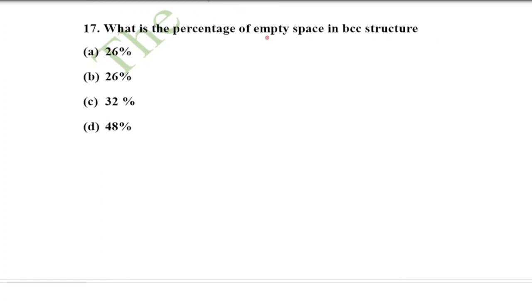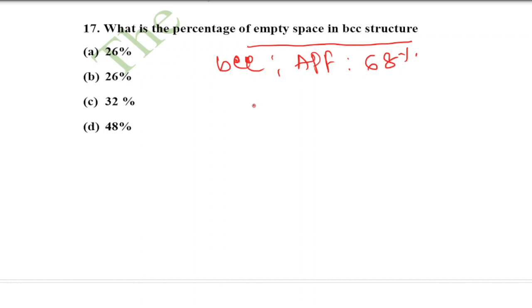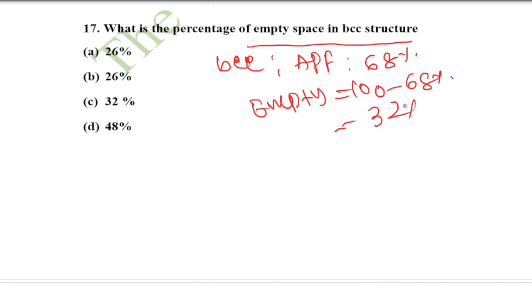What is the percentage of empty space in BCC structure? Okay, we have discussed for BCC structure, the atomic packing fraction is 68%. So, empty space will be 100 minus 68%. So, it will be 32%. So, C is your correct answer.